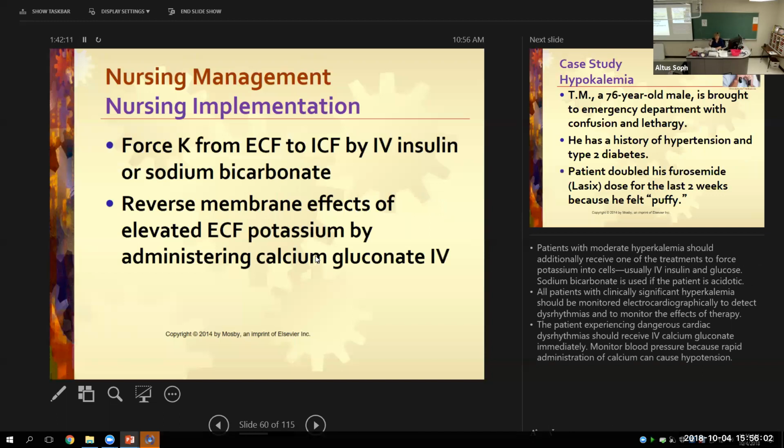Okay. Oh, another one, I always forget about sodium bicarb. Sodium bicarb can also be given IV push to help decrease potassium. Okay, so and calcium gluconate.